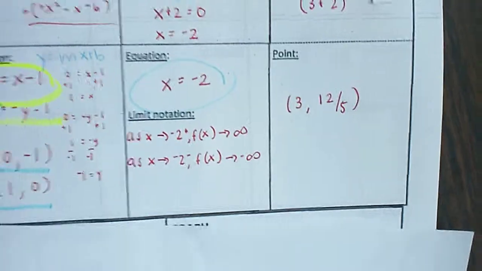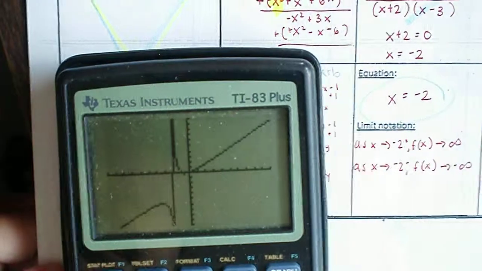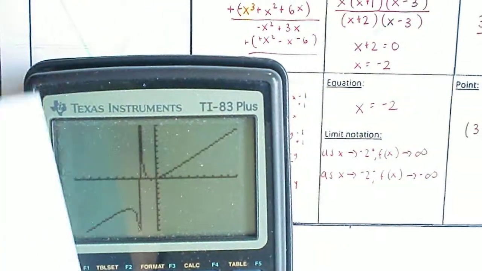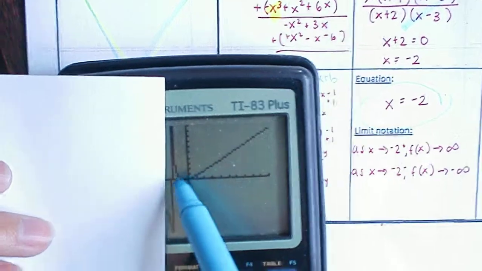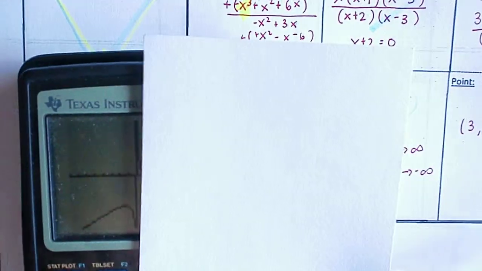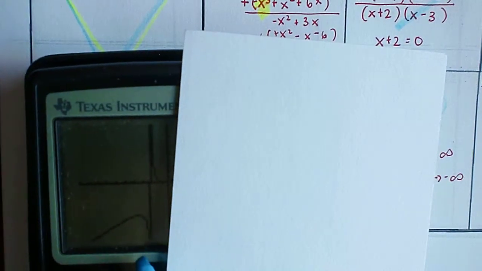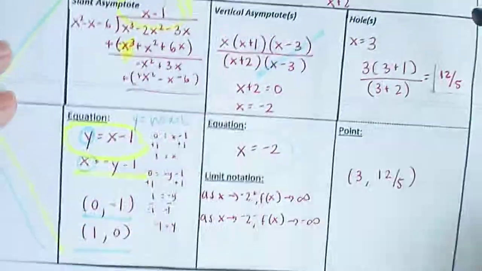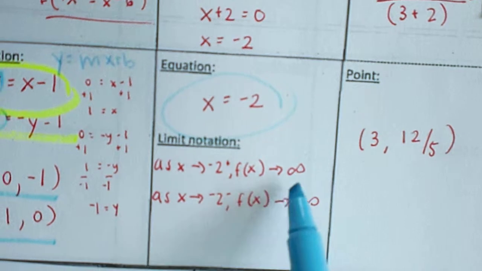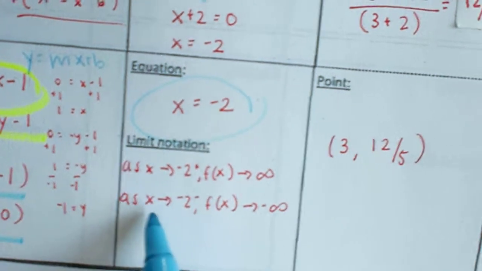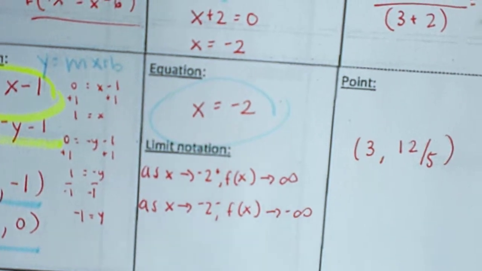When writing this in limit notation, we plug it into our graph. Looking at the right side of the graph, we see that as x approaches negative 2, it goes to infinity, and as it approaches negative 2 from the left, it goes to negative infinity. We can write that as: as x approaches negative 2 from the right, f of x approaches infinity, and as x approaches negative 2 from the left, f of x approaches negative infinity.